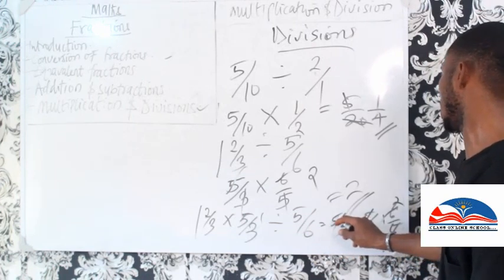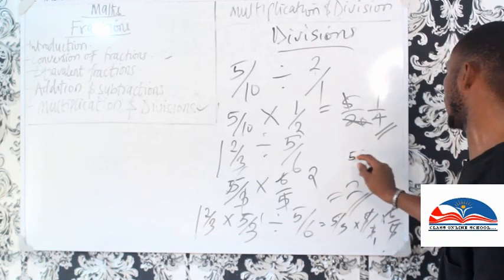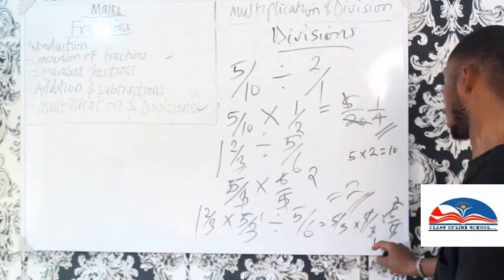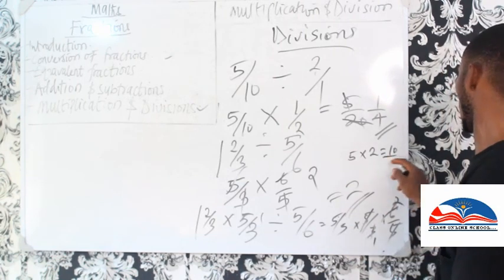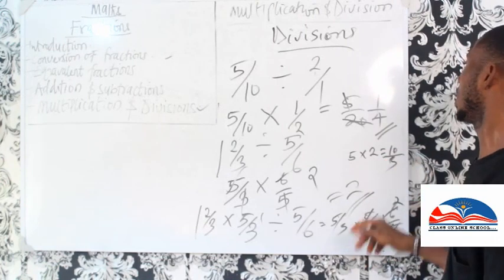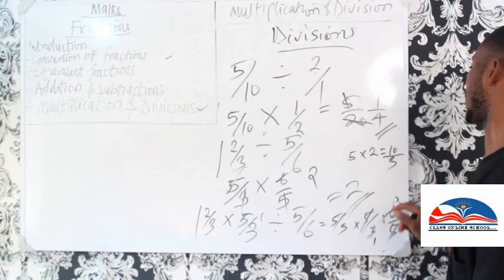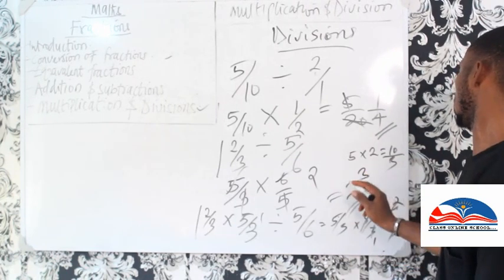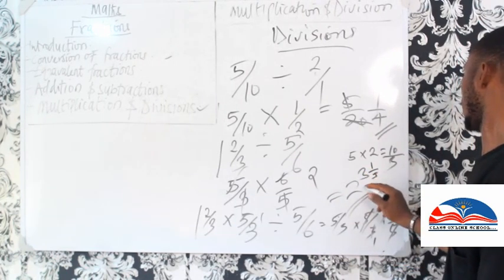What will happen now is this 5 will multiply to having 5 times 2, giving us 10, and 3 is only to have 10 all over 3. Now, this is an improper fraction, so let's turn it to be a mixed fraction. It will give us 3 whole number 1 over 3.